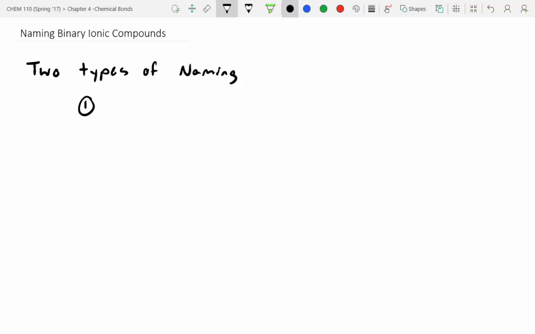The first one is with group 1A or 2A cations. So that means that your metal is coming out of one of those first two columns on the periodic table, either 1A or 2A. Those ones are really easy to name. The next type is where you have a transition metal.